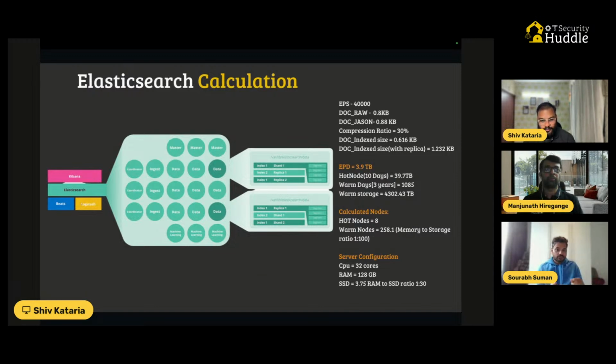Then you have to check the size of one event. In some systems we say 400 bytes, in some systems we see 600 bytes. I have taken 800 bytes here as a common value for the calculation. Then there would be a compression ratio, depending on what type of solution you are using. If you are using Splunk, that could be a different compression ratio. If you are using Elastic, it could be different. But on average it compresses the data by 30%.